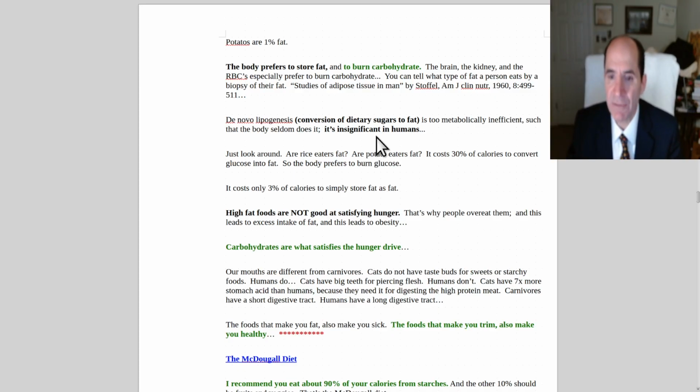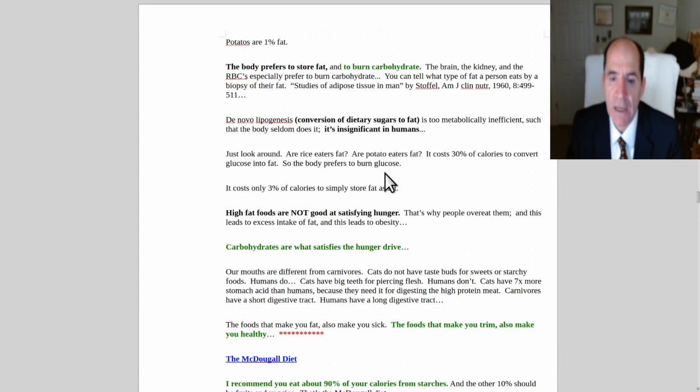Fructose is different than glucose. That's an important point. Sucrose is half glucose, half fructose. Also, for absorption from the gut, you don't even use up an ATP to absorb fructose. It just comes right in through a fructose transporter, whereas glucose often needs to burn an ATP to come in through a coupled transporter with sodium. It only costs 3% of calories to simply store fat as fat.